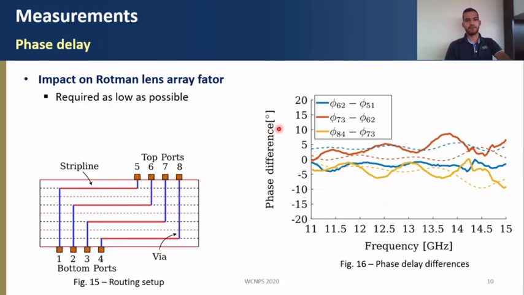And here we have the phase delay, the phase delay difference for all paths. So we have here the difference between the pairs, and we want it as low as possible to ensure a good radiation pattern. And these levels of 5 degrees on average do not present a great impact on the array factor.